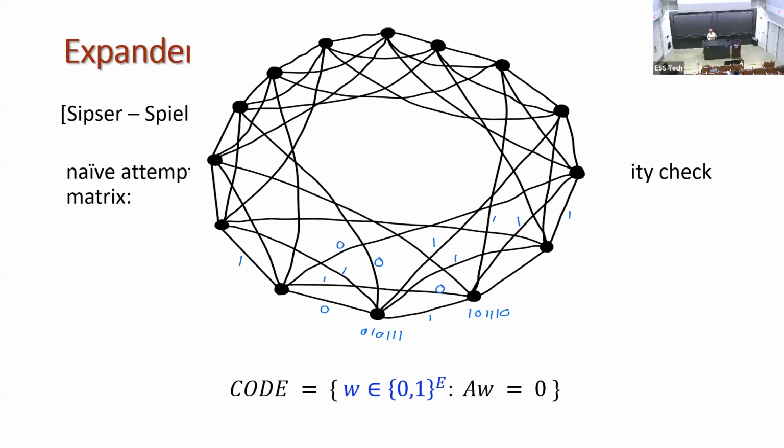So this code is indeed just what's called the cycle code. It's spanned by all the cycles and some modulo 2 sums of cycles. So why is this bad? Because in an expander graph, you always have cycles of length logarithmic. So really the number of ones distinguishing a cycle from the zero code word is just logarithmic. It's not linear like I would like. I would really like to find a code where the number of ones is either 0 or at least linear in n. So this was a naive attempt.